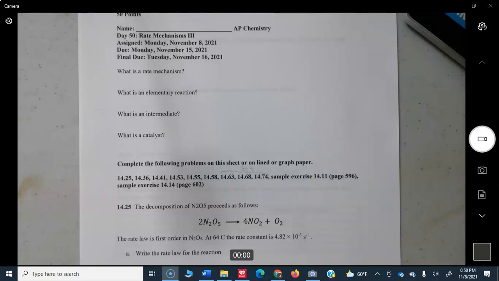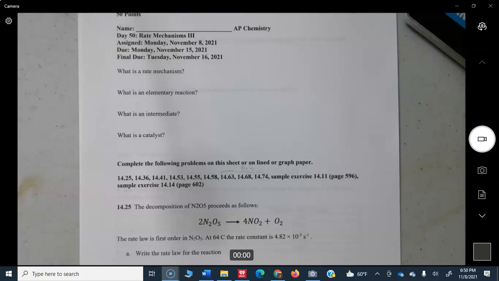What is an intermediate? An intermediate is a compound that's produced by one of the elementary steps and then consumed by a later elementary step. So it never appears in the initial reactants and it never appears in the final products. It's made in the middle of the reaction and it's consumed in the middle of the reaction. That's called an intermediate.